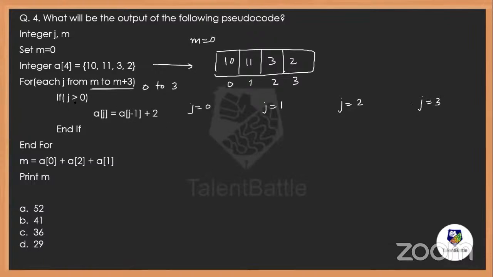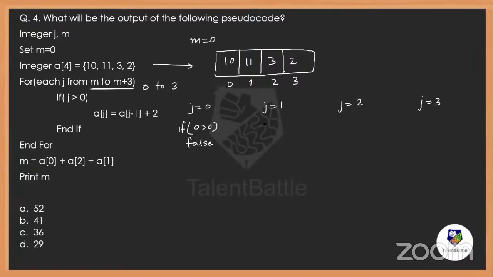Now check the condition of if. If the condition is true, you have to solve this expression: a of j is equal to a of j minus 1 plus 2. If not, then next iteration. This is how the structure is given. Now when j is equal to 0, if I check the if condition, 0 greater than 0 is false. Means in my first iteration, there is no modification for the value of a of j. Then move to the next iteration when j is equal to 1.